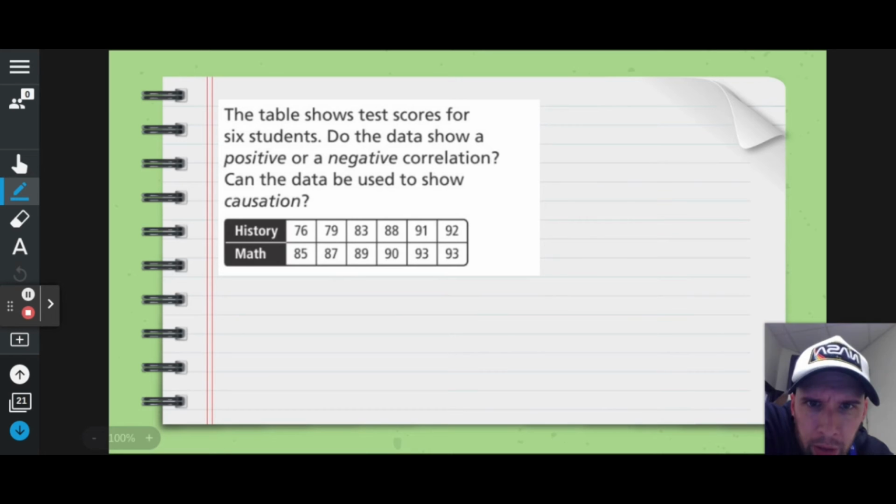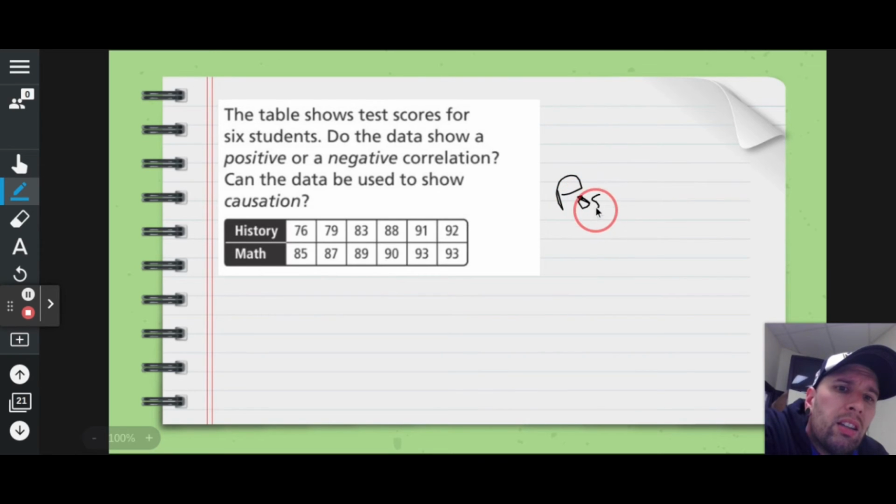Do the data show a positive or negative correlation? Can the data be used to show causation? Okay. So I have test scores for 6 students. So student number 1 got a 78 and an 85 in math. 79, 87, 83, 89. So this is what it's looking like. As the history numbers go up, the math numbers go up too. So both sets of data go up at the same time, which would make this a positive correlation.